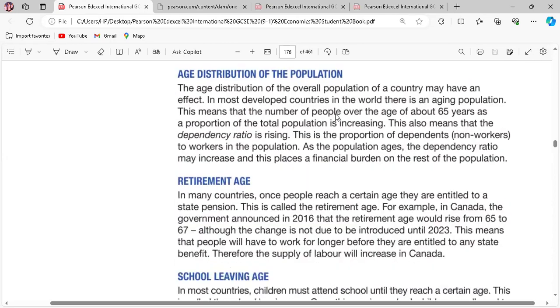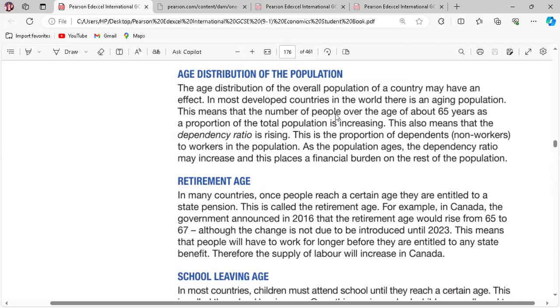The third one, the age distribution of the population. The age distribution of the overall population of the country may have an effect. In most developed countries in the world, there is an aging population. This means that the number of people over the age of about 65 years as a proportion of the total population is increasing. This also means that the dependency ratio is rising. This is the proportion of dependent, non-workers to workers in the population.